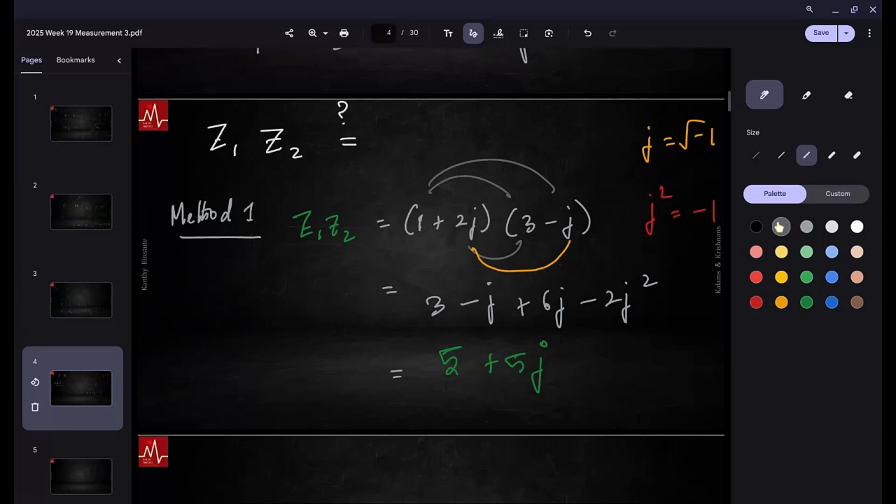What is method 2? Method 2, you could convert to exponential. Powers add up, the amplitudes get multiplied.